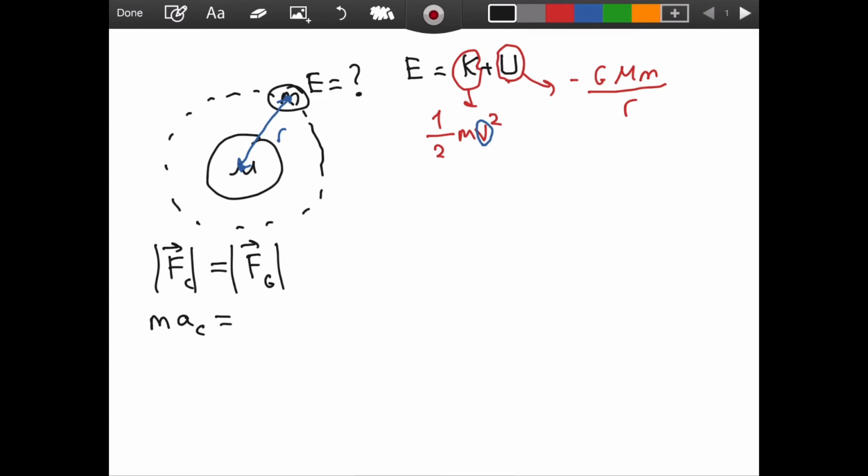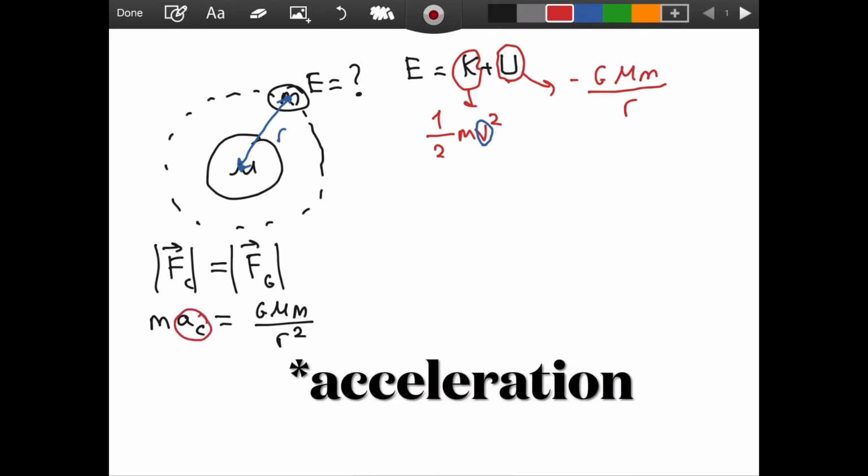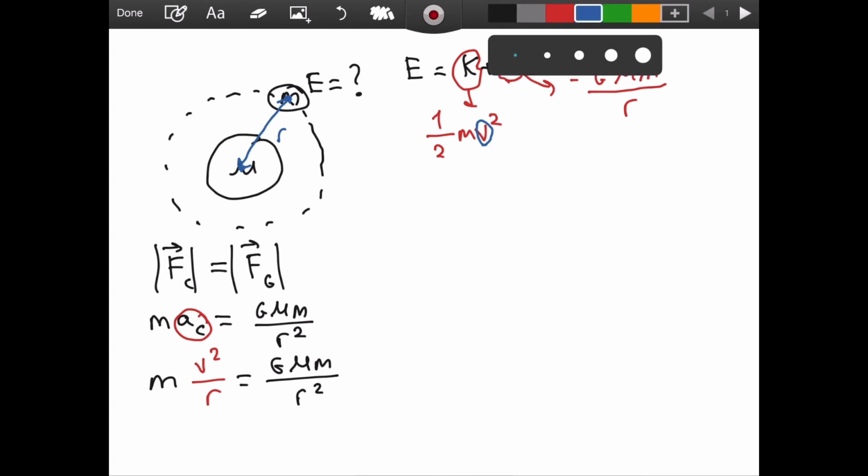And what is the force of gravity that Newton gave us? It is G times the masses divided by the distance between them squared. Now, in one of my old videos, I proved that the centripetal acceleration, this a_c, is equal to v squared divided by r. So I am going to substitute that. You can access that video from the cards as well. So we have v squared divided by r is equal to G capital M small m over r squared. Here we see that the m's cancel.